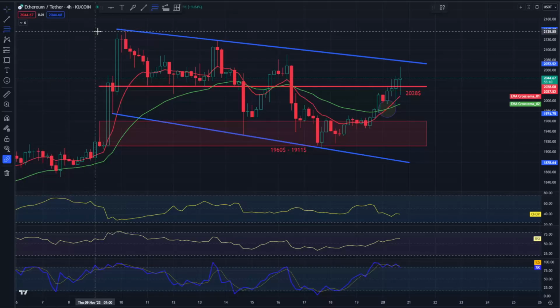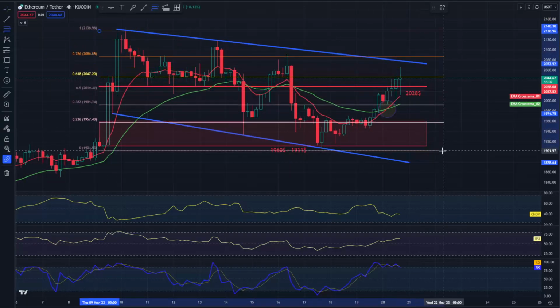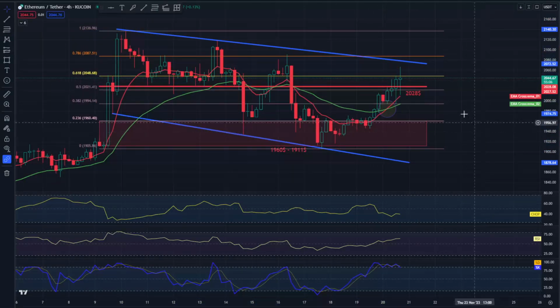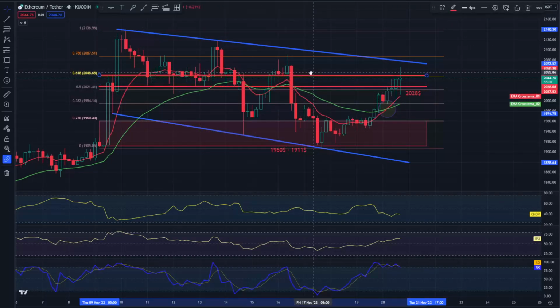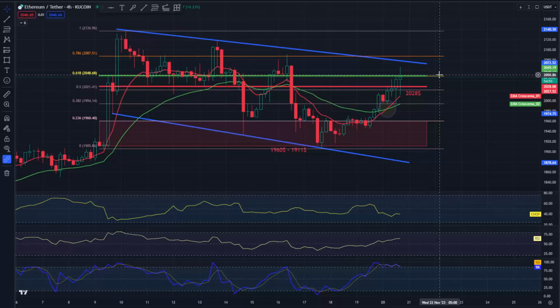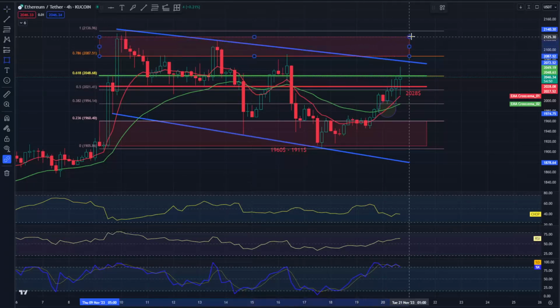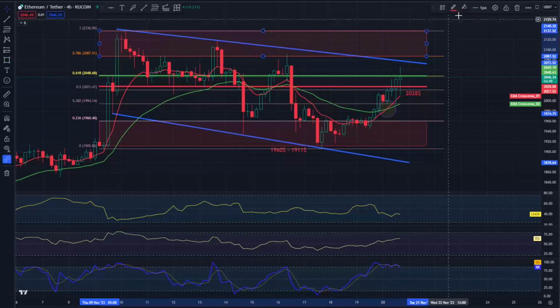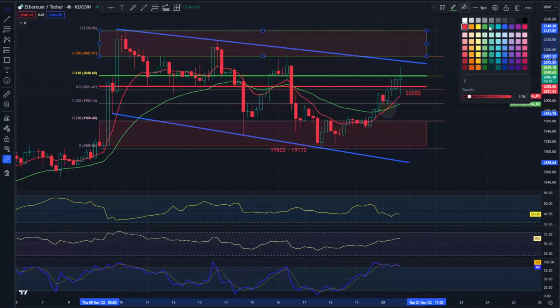Looking the other way, we can similarly mark places where the price should encounter resistance on the way up. And here we can see the fight against the resistance level at $2,048. Only when the price stays above it and leaves the downtrend channel will we see an attack on the resistance zone from $2,087 to $2,137.